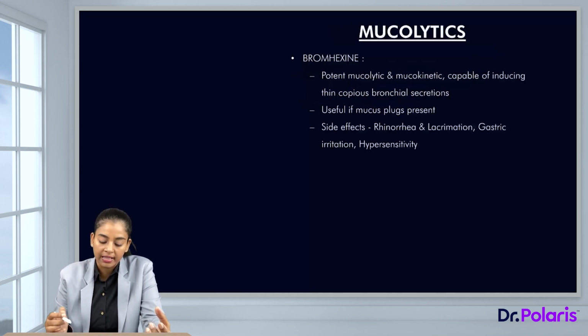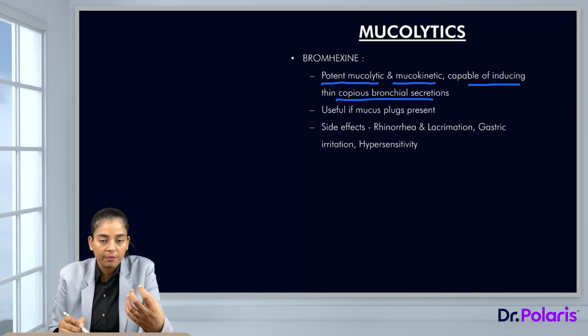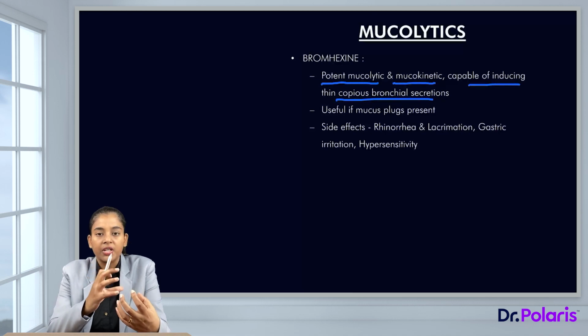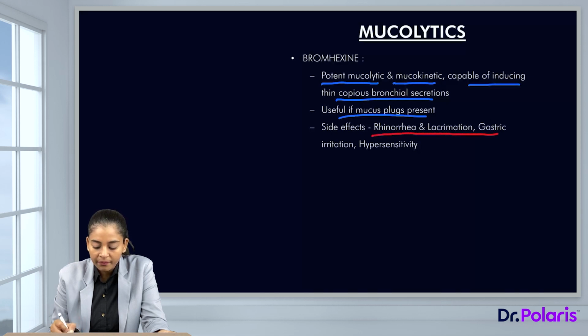Mucolytics like bromhexine, it's a potent mucolytic and mucokinetic. It induces copious bronchial secretions. It is useful if mucus plugs are present, that means dried up secretions inside the bronchial tree. But the side effects include rhinorrhea, lacrimation, gastric irritation and hypersensitivity. Why? Because it increases the secretions, it is going to cause rhinorrhea and lacrimation.